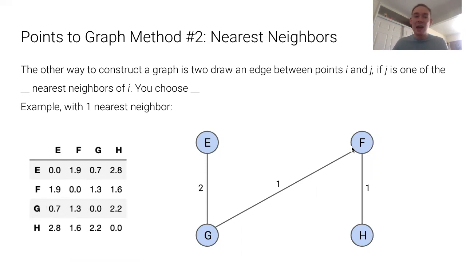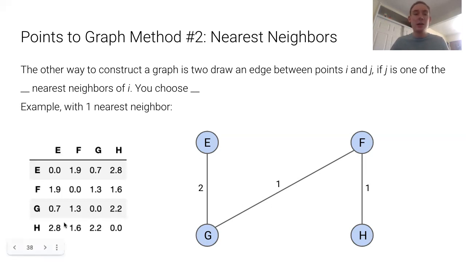Whereas F believes that G is its best friend, but G doesn't think F is its best friend. So that's why this edge weight is only 1 here, because G is only closest to F. F is not closest to G. So that's why this edge is weight 1 here.